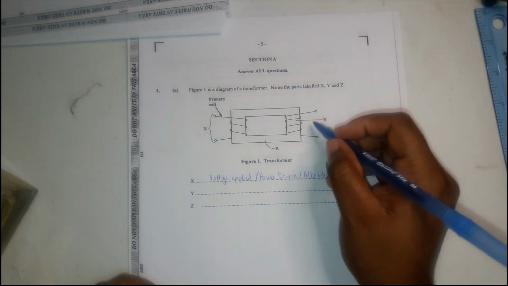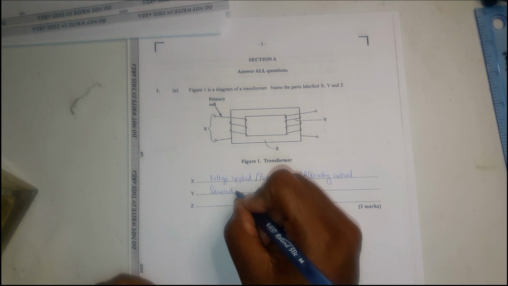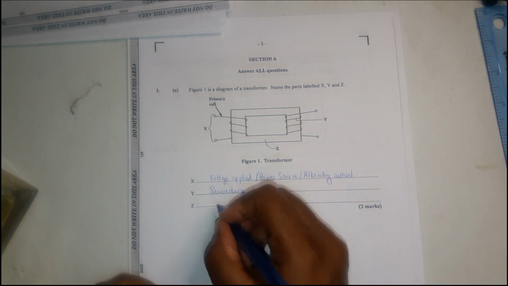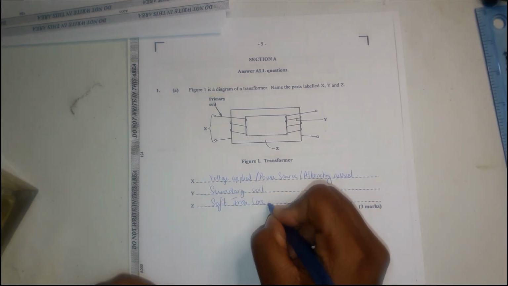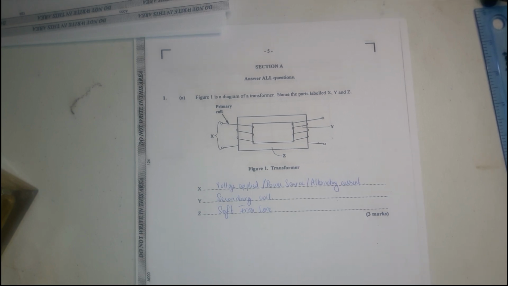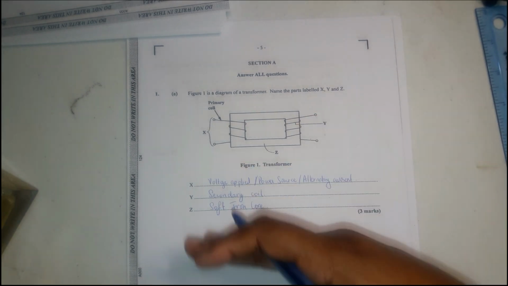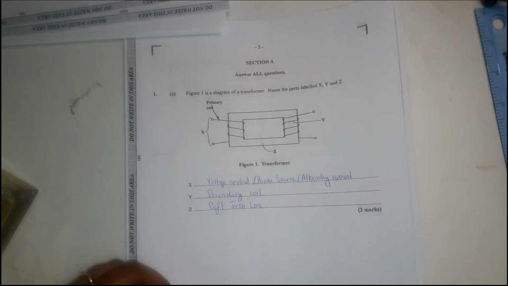Then it says Y. Y is the secondary coil. And then Z is the soft iron core. This came on one of the exams. I think this came on 2017. It was similar, and if you studied from that or looked at my videos, you would have seen something like this. This is actually a little more simplified than what the 2017 paper had.